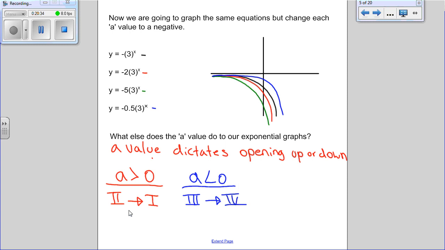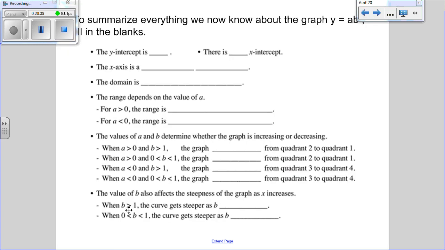So to summarize everything we know about exponential graphs, and this is kind of a page that's going to be like your little go-to. The y-intercept is your a value. It was 1 on all those first graphs because a was equal to 1. Now we know that it's actually just equal to whatever your a value is. There are no x-intercepts. You'll never have an x-intercept. The x-axis is a horizontal asymptote.